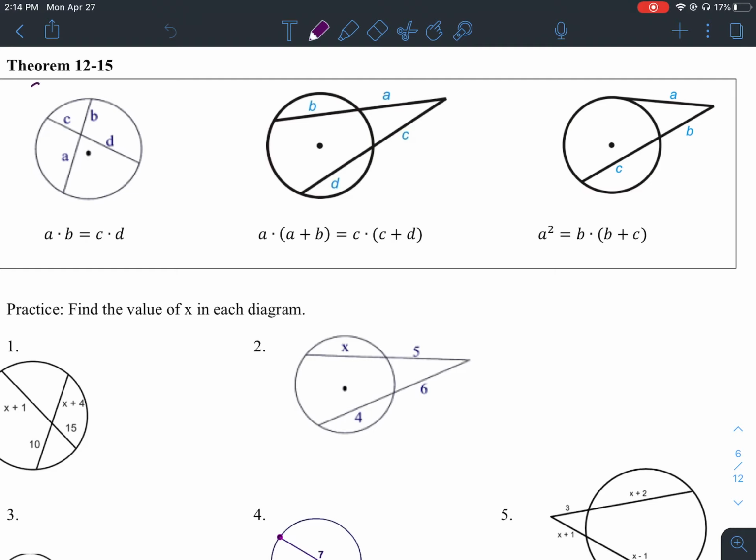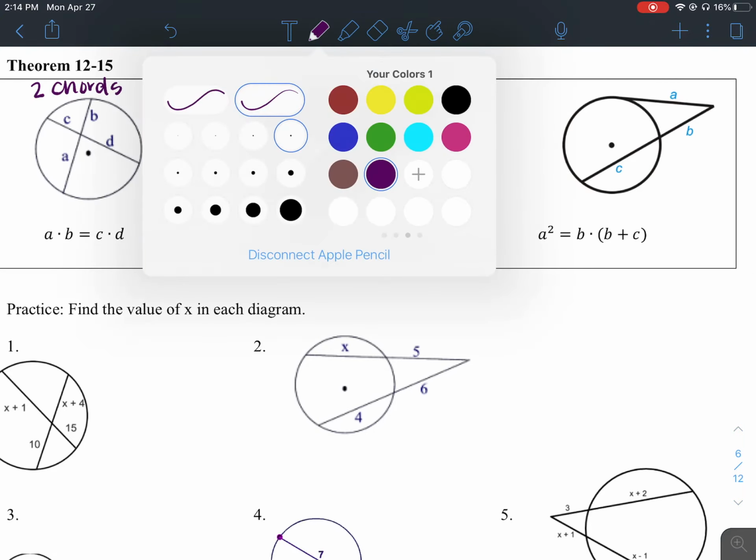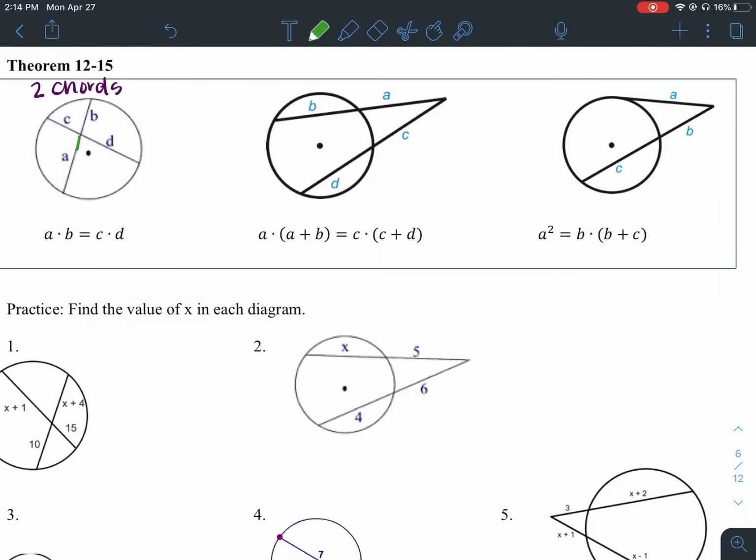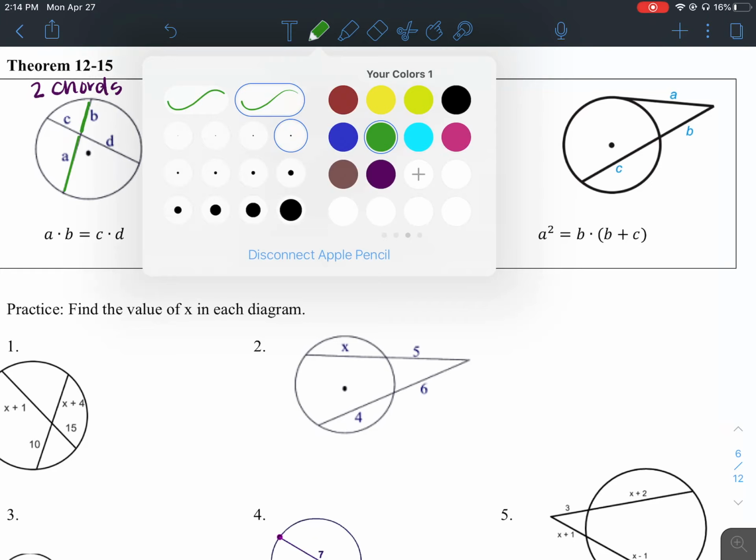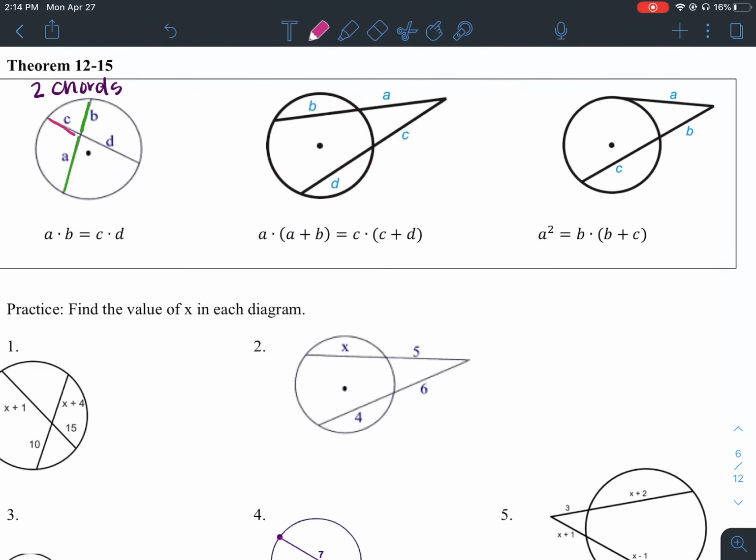So in this first one here, I have 2 chords intersecting. And each chord is cut into 2 pieces. So I have 4 pieces of my chords. And I'm going to label A and B as 2 pieces from the same chord. So A and B both come from the same chord. And then C and D both come from the same chord.